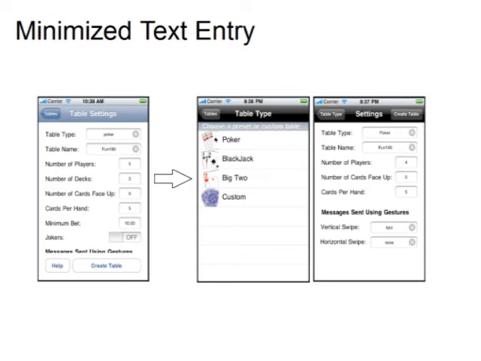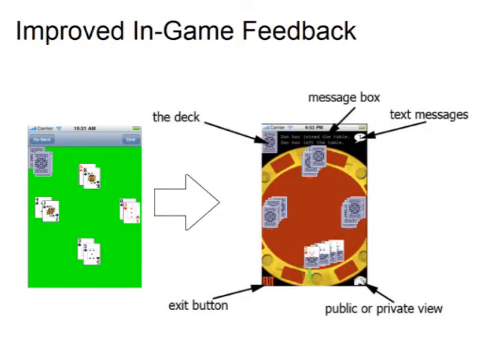From our user testing, we found that we needed to make it easier for the users to create a table. Therefore, we included preset tables for the most popular card games, which help reduce most of the text entry when customizing the table settings. Another benefit we obtained from the user testing is that it helped us to redesign the in-game feedback. We introduced to our interface a message box which notifies the table of events and allows users to communicate to other players at the table.